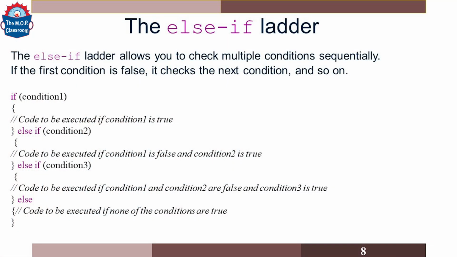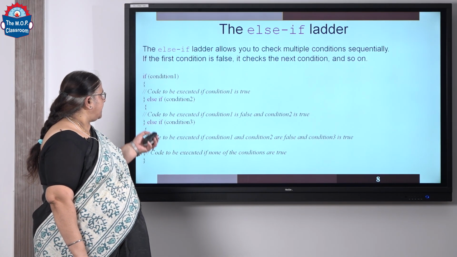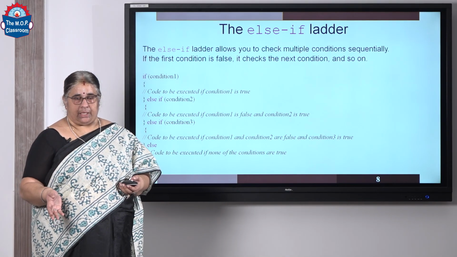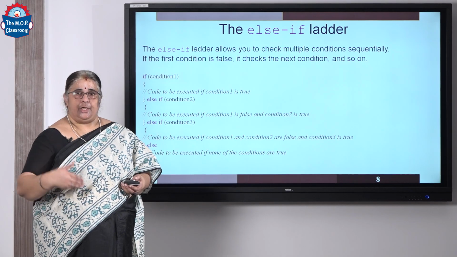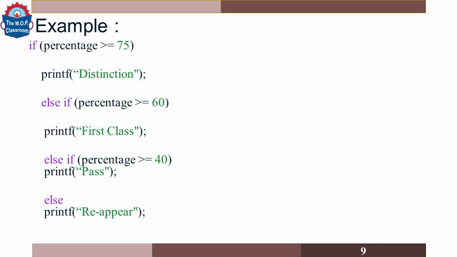The last if statement is called the else if ladder. In case I have more than one condition, how do I go about it? That is what this else if ladder is. What is the syntax for it? If condition, else if condition 2, else if condition 3, so on and so forth. This is the example for more than one condition.